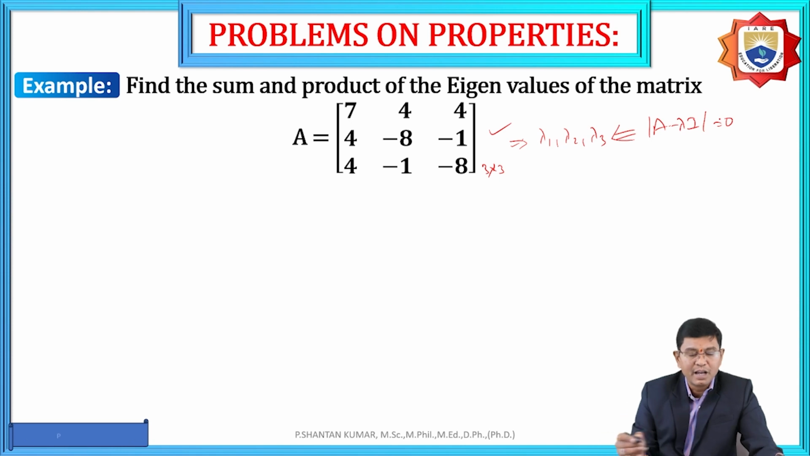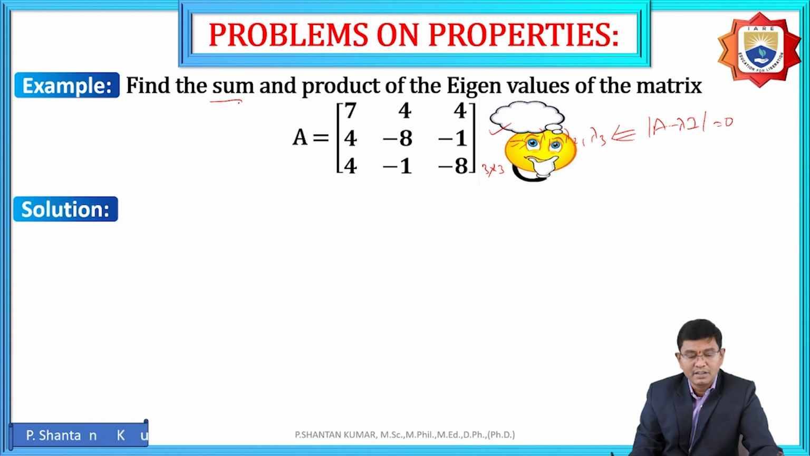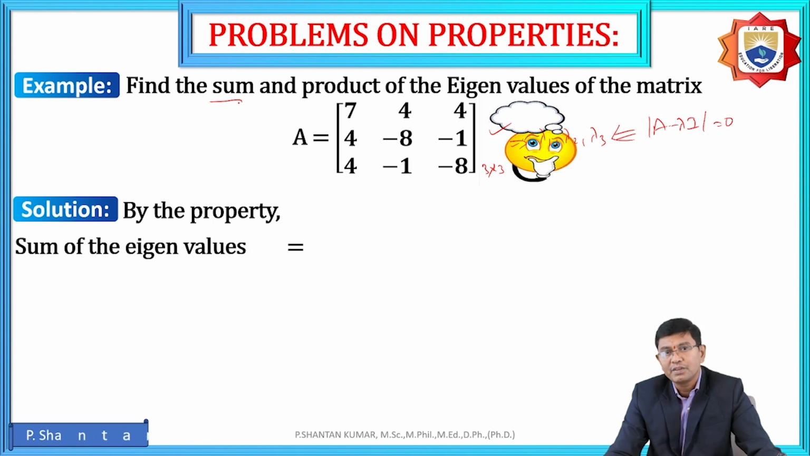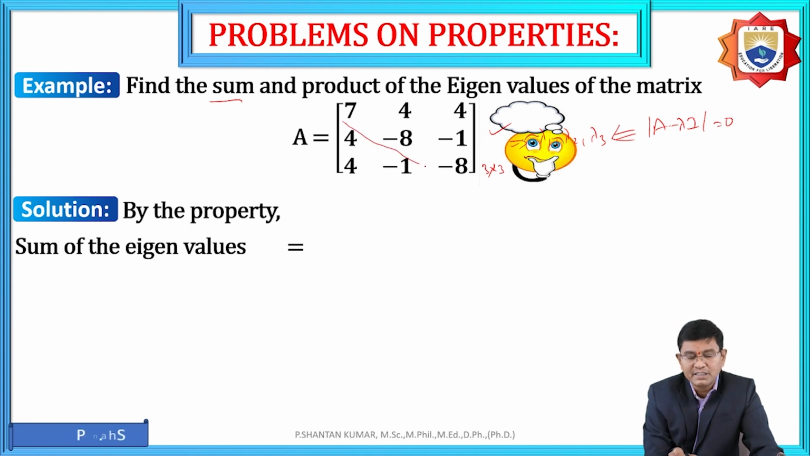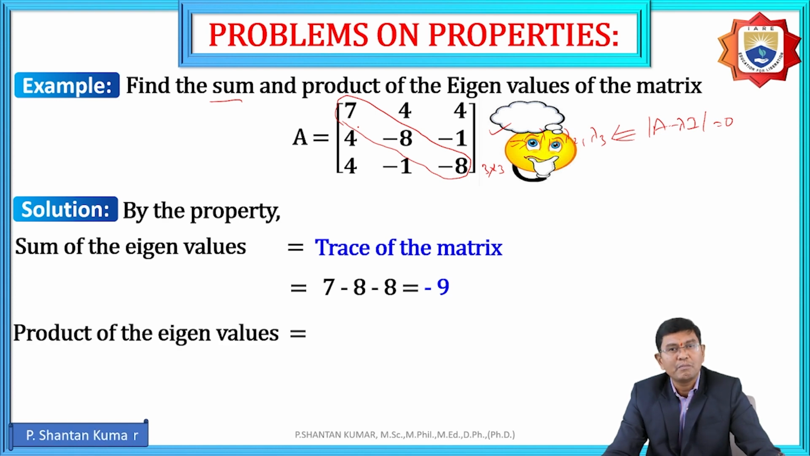Here I am asking for the sum of the eigenvalues. We already know the property: it is the trace of the matrix. So the sum of the eigenvalues is equal to the trace of the matrix. The trace is lambda 1 plus lambda 2 plus lambda 3, the sum of the eigenvalues. The trace is 7 minus 8 minus 8, which is equal to minus 9. Therefore, the sum of the eigenvalues is minus 9.